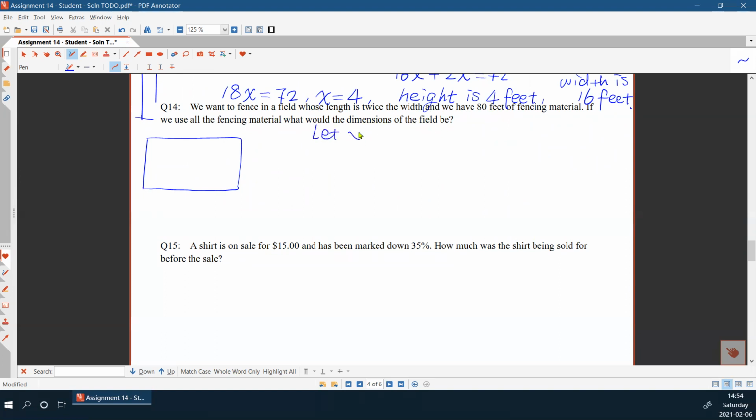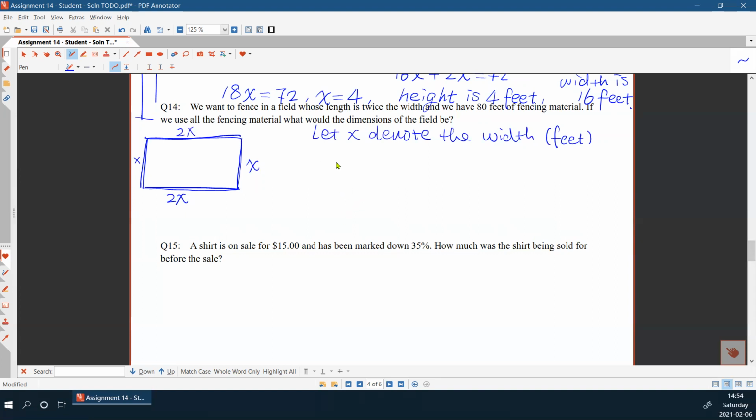So let's use letter X to denote, okay, which is smaller. It says the length is twice the width, so let X denote the width. Okay, so the unit is also feet. Here the width is X, right? And we also know the length is twice the width, so the length here is 2X. Okay, so assume this is a rectangle fence. That means you have another X here, another 2X here, right?